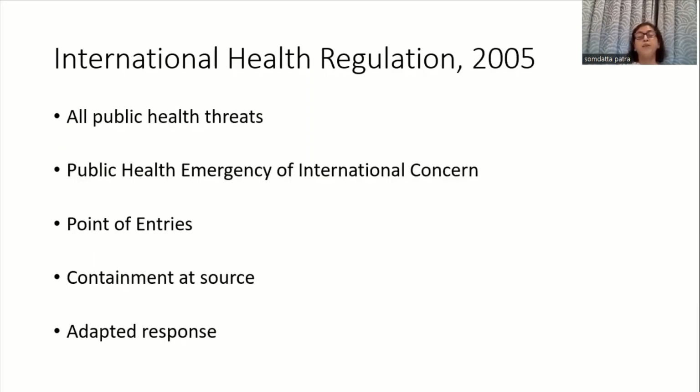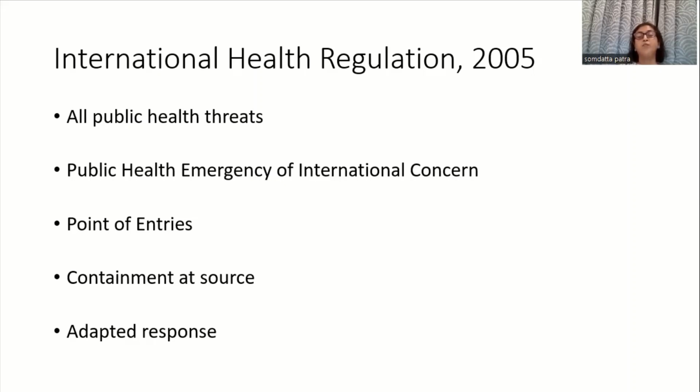International Health Regulation was formulated in the year 1969, at that time to address challenges posed by infectious diseases. In 2005, it was modified to address all public health threats, including infectious diseases, nuclear events, radiological events, and chemical events. It has defined public health emergency of international concern. We'll discuss it in detail.